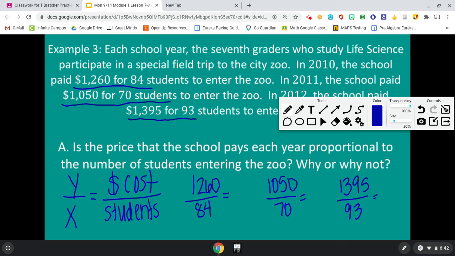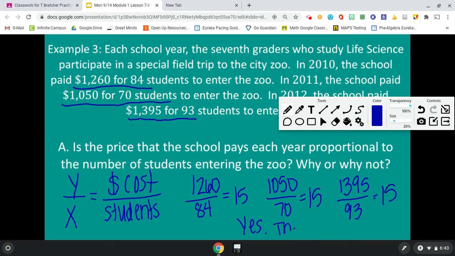So again, grabbing your calculator, doing the first value divided by 84 is 15. Okay, 1,050 divided by 70 is also 15. So let's see if the last one is 1,395 divided by 93 is also 15. So it says, is it proportional? Yes.